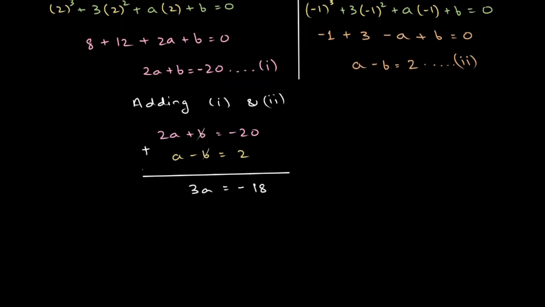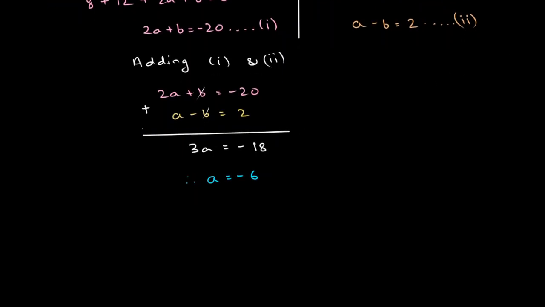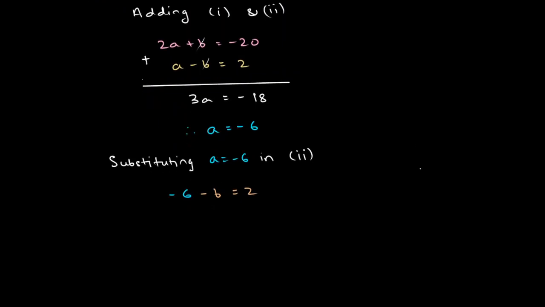Okay, so I'm finally getting the value. I can say 3a is equal to minus 18, which implies that a is equal to minus 6, right? Minus 18 upon 3 is minus 6. So if I have that value down, I can find the value of b by substituting a is equal to minus 6 in equation number 2. Equation number 2 is a minus b is equal to 2, so minus 6 minus b is equal to 2. This is my second equation, and if I rearrange the terms here, I should get the value of b as minus 8, right?